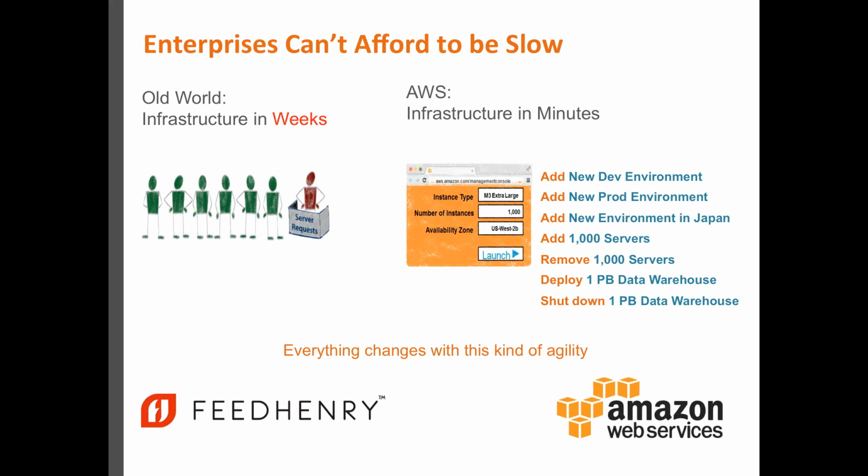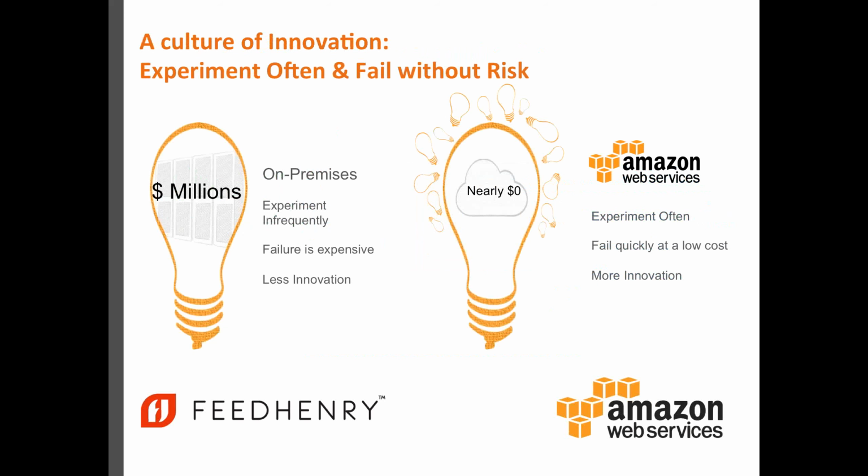AWS gives you the ability to control infrastructure in minutes. In literally a matter of seconds, you can add new environments, you can add new systems, you can expand globally, you can fire up new equipment in other countries, other regions. You can add thousands of servers or remove thousands of servers if you decide that you don't need them and you no longer want to pay for those servers being online. You can deploy a petabyte scale data warehouse in a matter of minutes. You can shut down that petabyte scale data warehouse if you decide that you don't need it right now, or you don't need it moving forward, or maybe it just wasn't the right direction to move in.